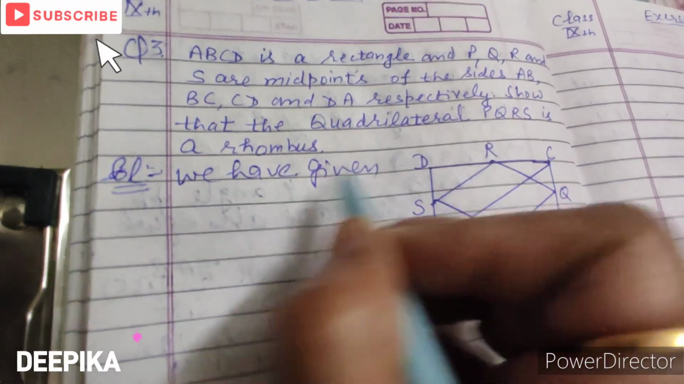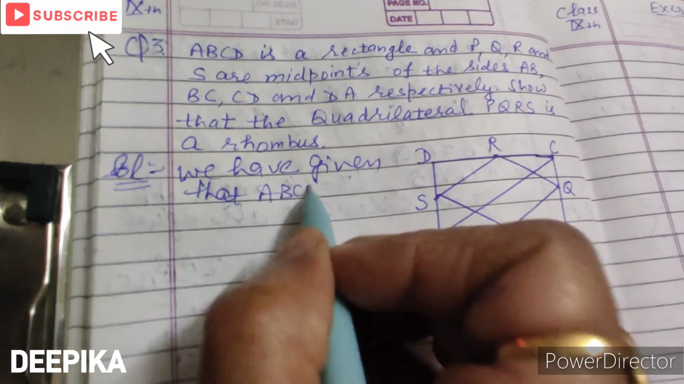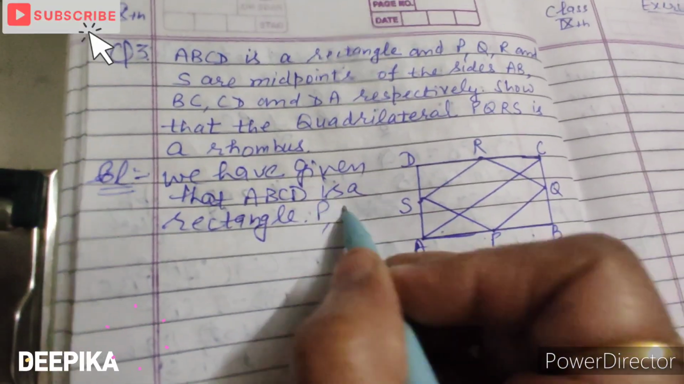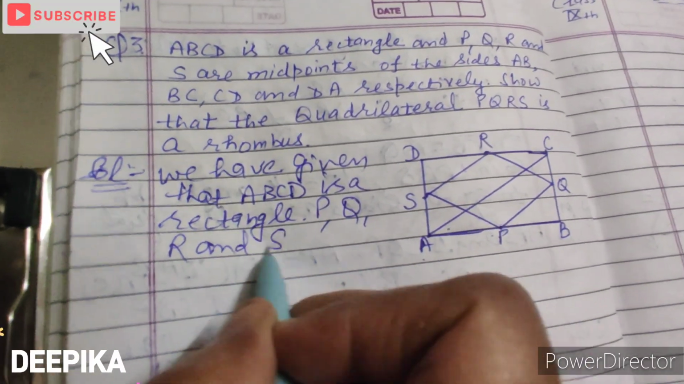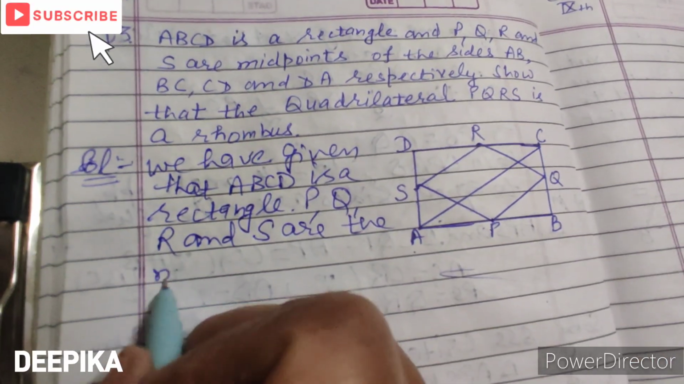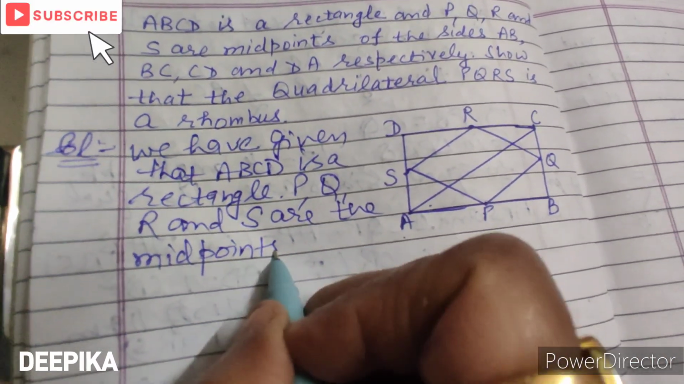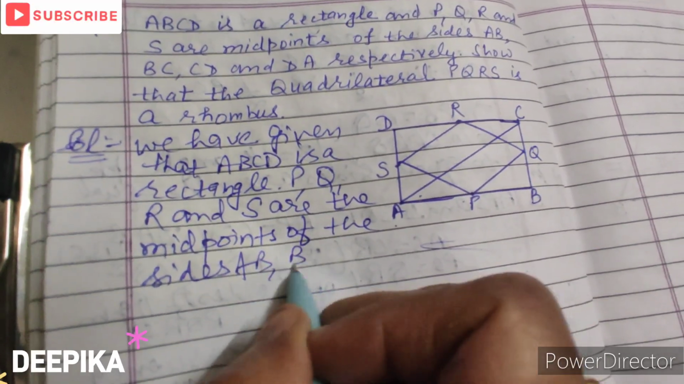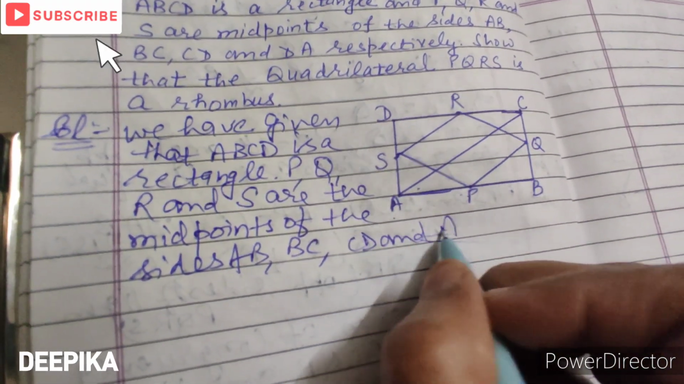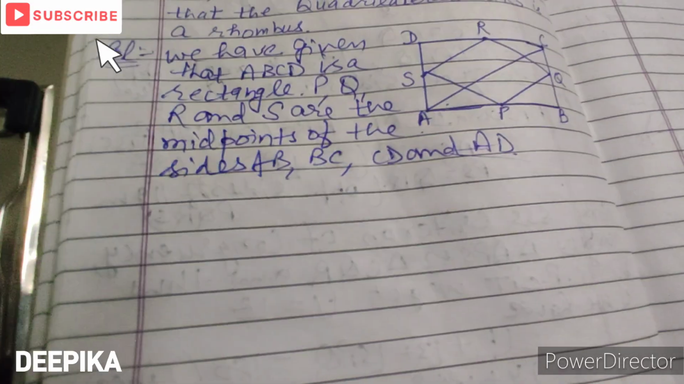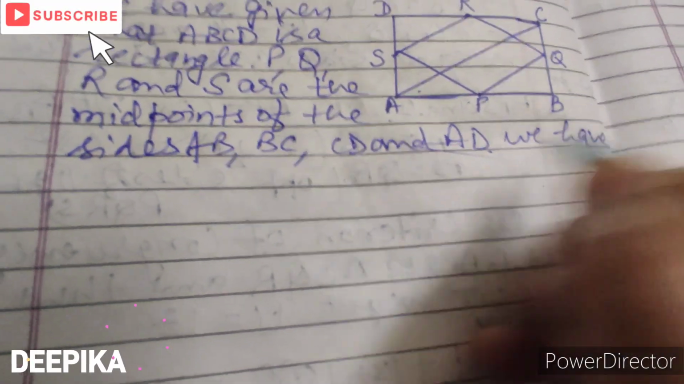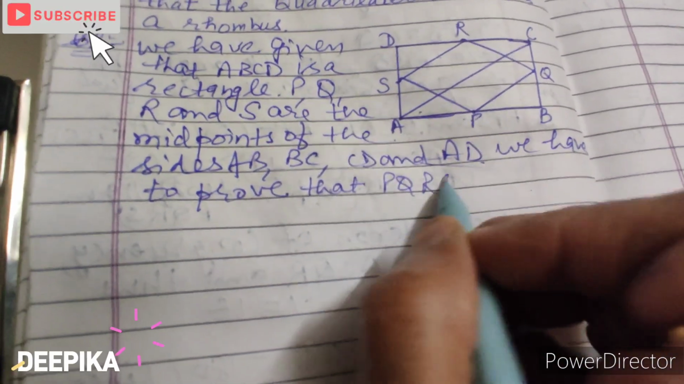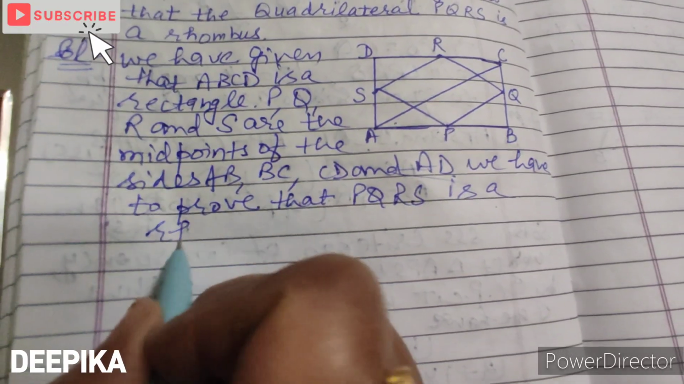We have given that ABCD is a rectangle, P, Q, R and S are the midpoints of the sides AB, BC, CD and AD. We have to prove that PQRS is a rhombus.